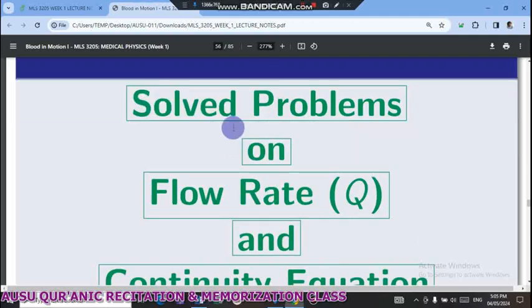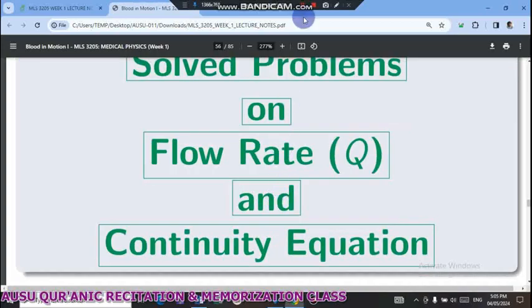Alhamdulillah. Now we are going to solve problems. Here are solved problems on flow rate Q and the continuity equation.